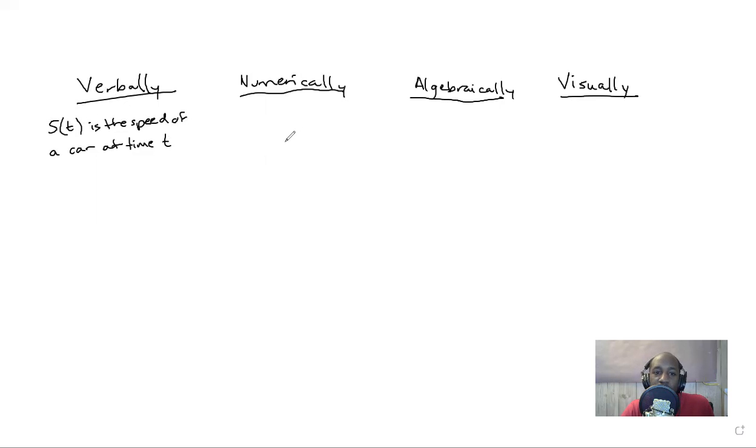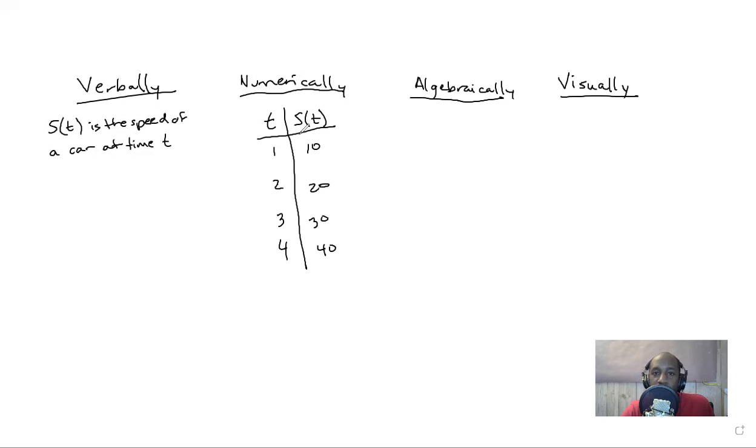Now, let's represent that numerically. So by using a chart, okay? And you've seen this kind of thing before. So say you have a chart and it gives you possible t values. Remember, in this case, this is the input value. It might normally be x, but in this case, it's t for time. And let's say for t equals 1, S of t is 10. For t equals 2, S of t is 20. T equals 3, S of t is 30. T equals 4, S equals 40. Okay. So that's a way of representing this numerically.